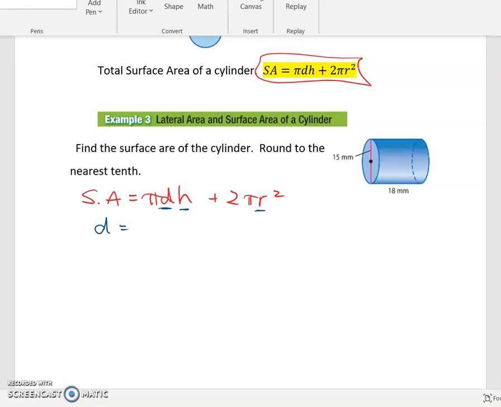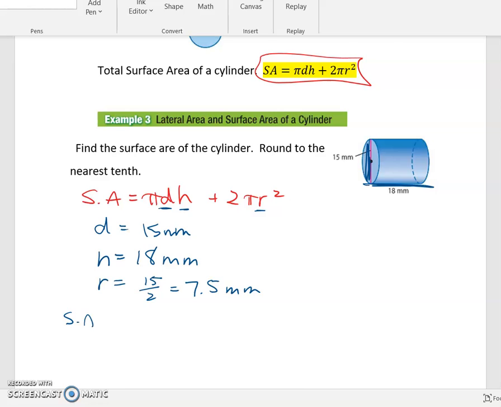So the diameter of the cylinder looks to be 15 millimeters. Okay, it's just pointing at the whole red line there. The height is always perpendicular to the base. So if the base is the circle, then the height has to be the 18 millimeters. And then the radius is half the diameter. So half of 15 is 7.5 millimeters. So now I'm ready to fill in my formula.